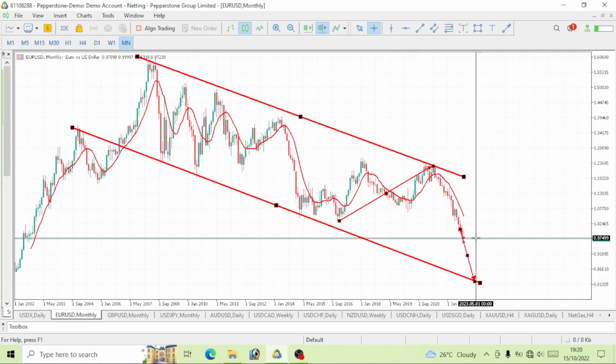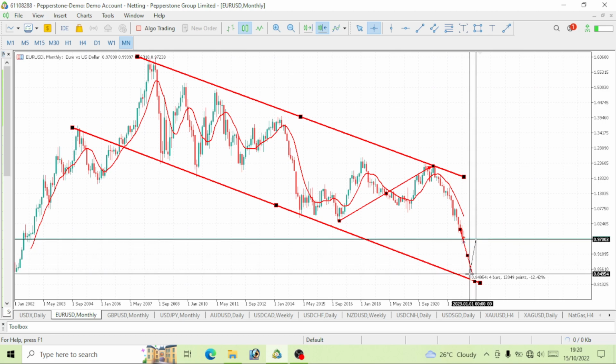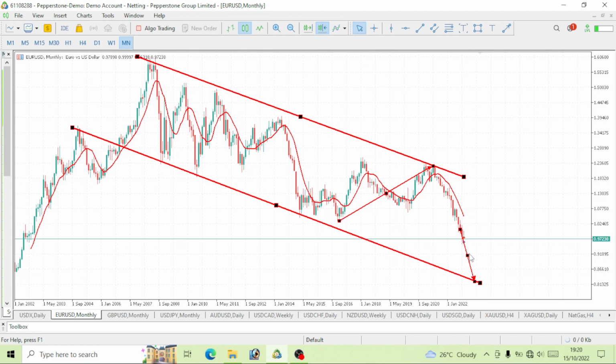So from here to this down level here, we still have close to about 1,200 pips, more than 1,000 pips of bearish move to be made on Euro USD. So that is on the technical aspect of it.